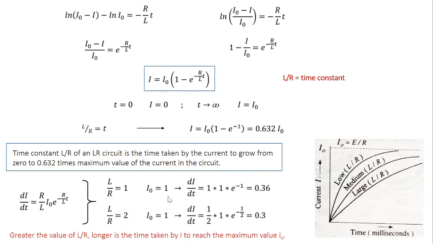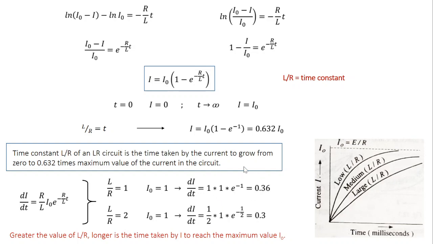For ease of analysis, let's assume that the maximum value of current in both cases is 1 ampere. So what's going to be the rate of change of current? di/dt is equal to R by L, which is 1 into I naught, 1 into e to the power minus 1 into t.